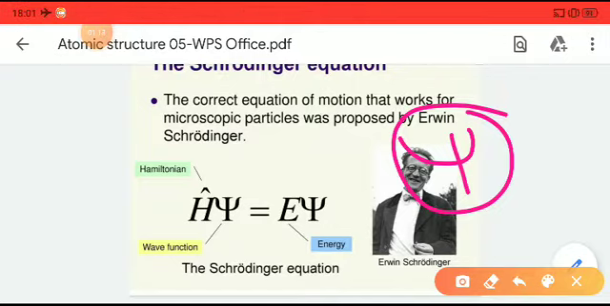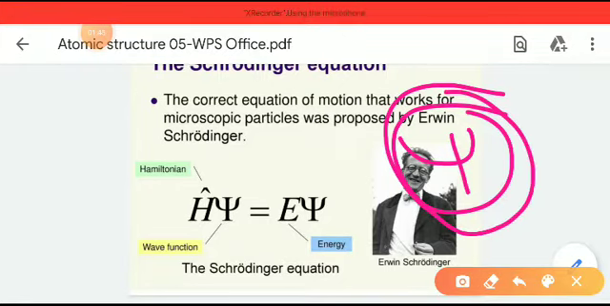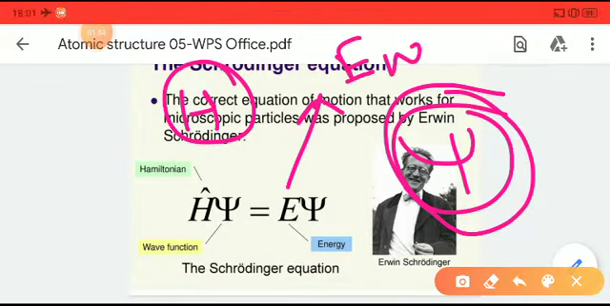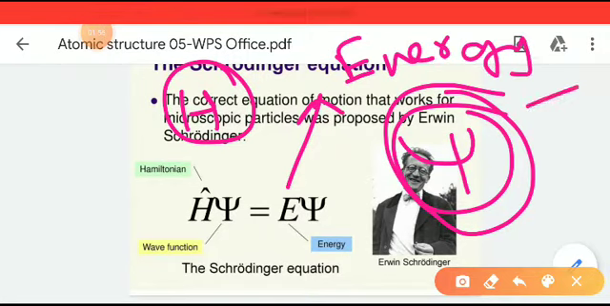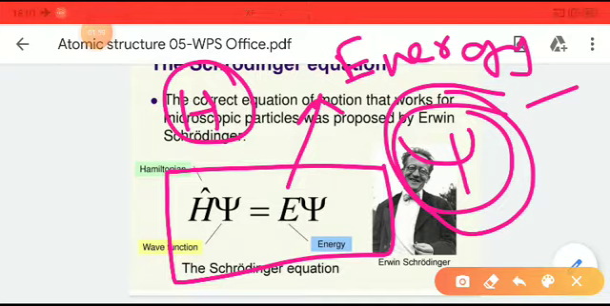As we know, electrons exhibit both particle nature as well as wave nature. As electrons exhibit wave nature, they will have an amplitude, because as a wave it will have frequency, wavelength and amplitude. So the amplitude of the electronic wave can be described as psi. Here H is called the Hamiltonian operator and E represents energy. This is the simpler formula of the Schrodinger equation.